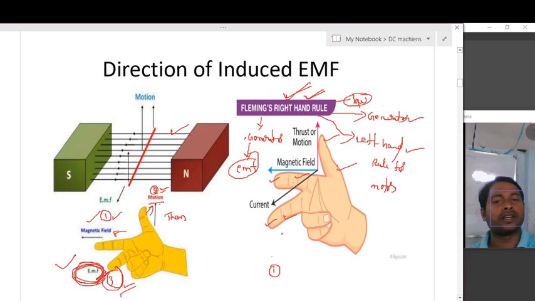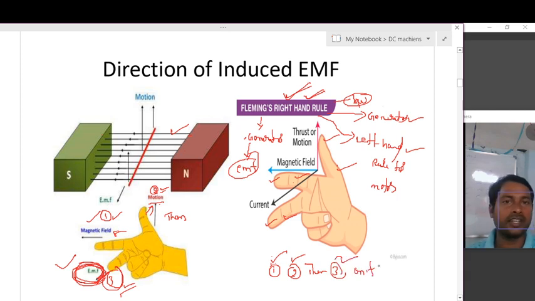Whenever we apply it, we should keep these three fingers mutually perpendicular to each other. The forefinger indicates the direction of flux, and the second one, the thumb, indicates the direction of motion. Then the middle finger indicates the direction of induced EMF. This is a way to express Fleming's right hand rule.